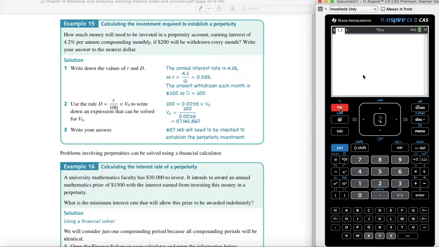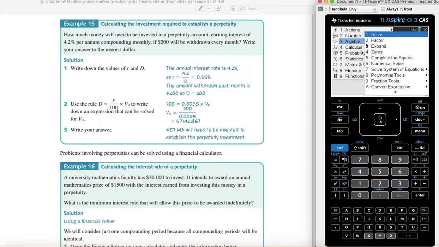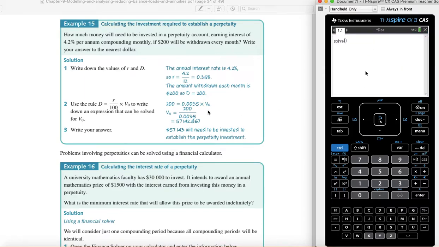So if I use the solve function, if I go menu, algebra, solve, what I need to do here is this. I can put in, we want $200. The interest rate, I have to go 4.2% divided by 12 because it's still per month, which gives me 0.35.